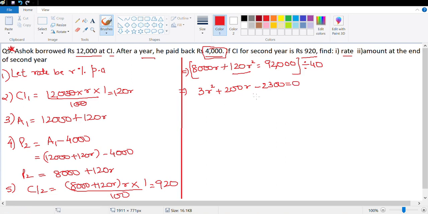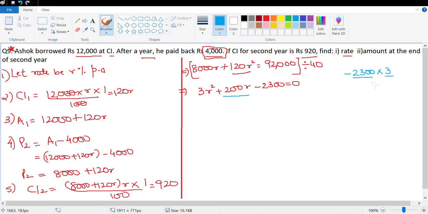Now I've got a quadratic. If you remember how to solve a quadratic, we need to split the middle term in a manner that the sum of the factors is equal to 3 into 2,300. So I basically need to find factors of negative 2,300 into 3, and the sum of these factors should be equal to 200. This looks quite simple.